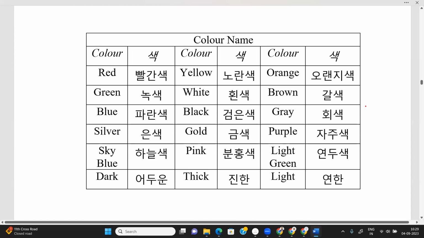So we didn't do this. Color names. Okay, read it. No problem. Okay. Color names.